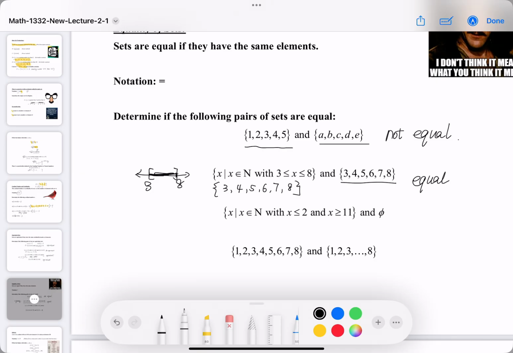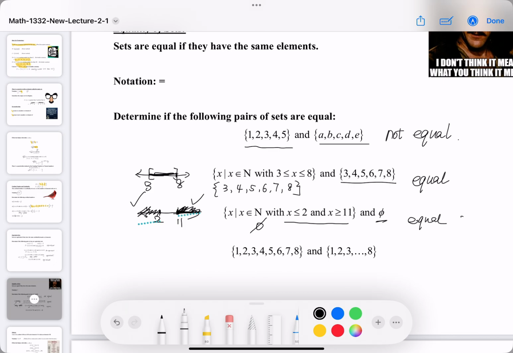And next one. Let's see the description of the natural number x. x is less than or equal to 2, greater than or equal to 11. So this number is less than or equal to 2 is here. And at the same time, it needs to be greater than or equal to 11. I don't have any number that is both here and on the right hand side at the same time. So this is an empty set. On the left is an empty set. The right one is also an empty set. Yes, they are equal.